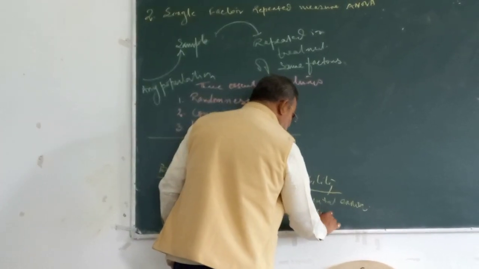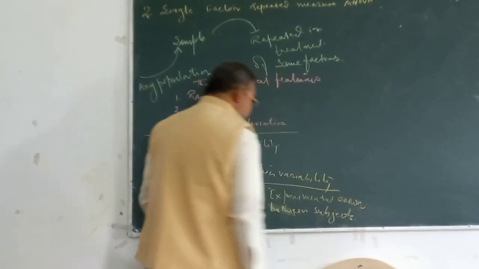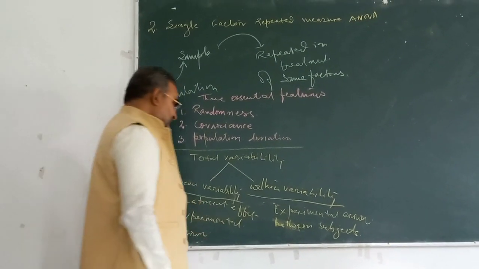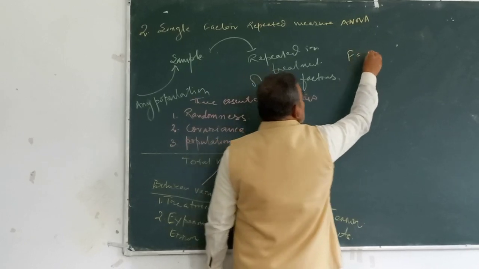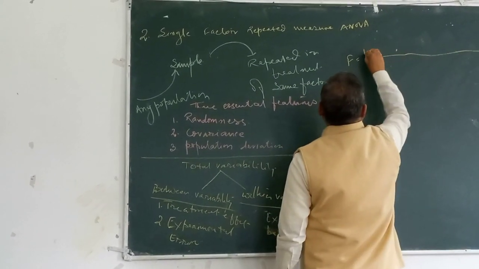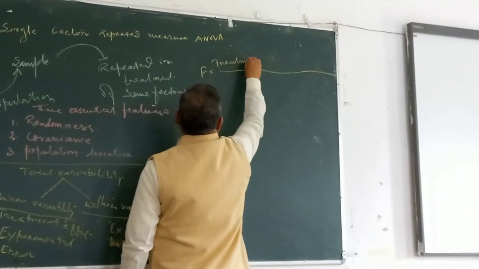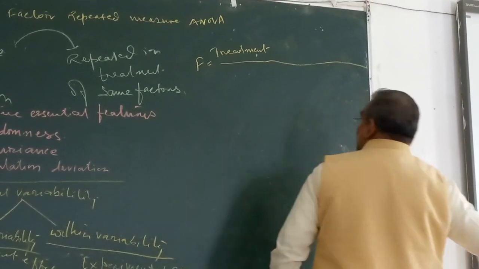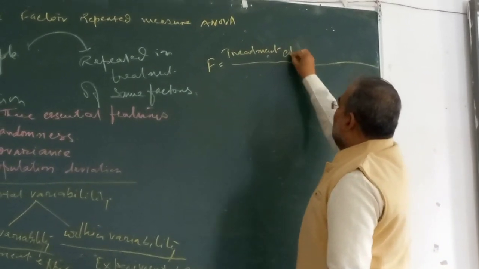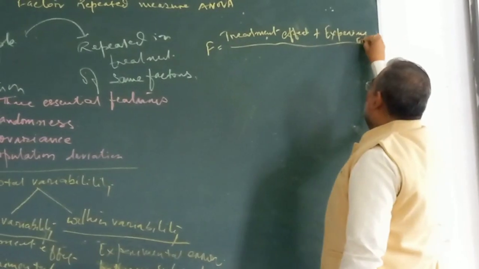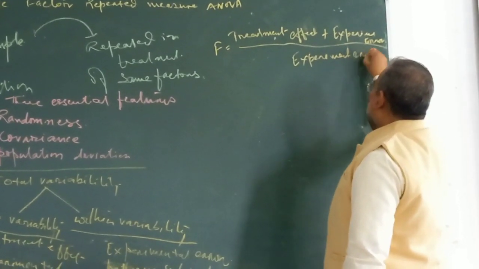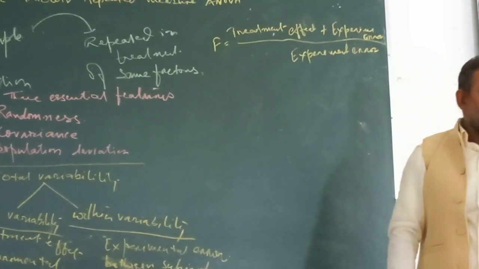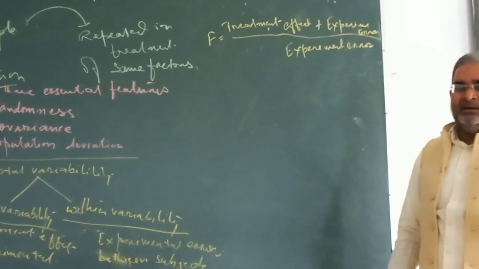between subjects. That means if you constitute the F form, there are two factors: treatment effect plus experimental error divided by experimental error. ठीक है, treatment effect divided by experimental error.